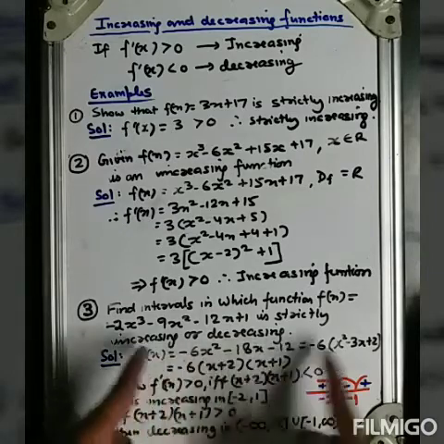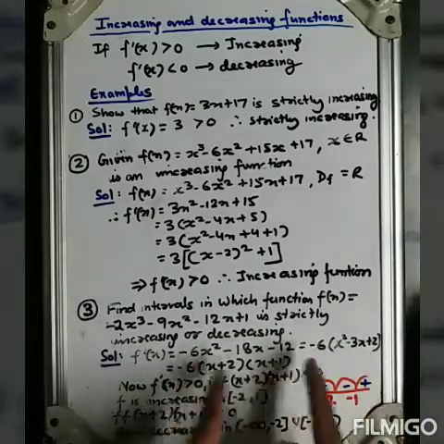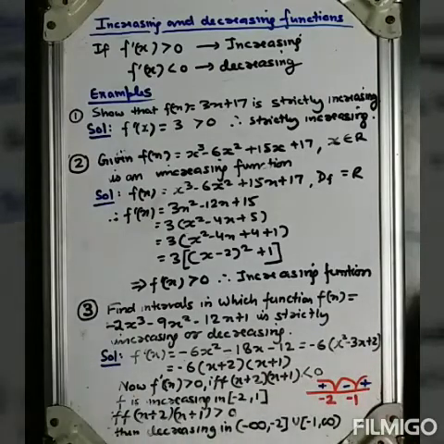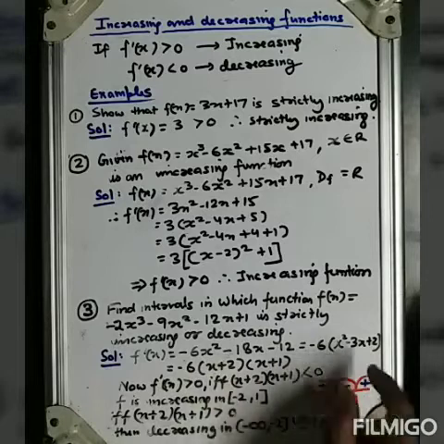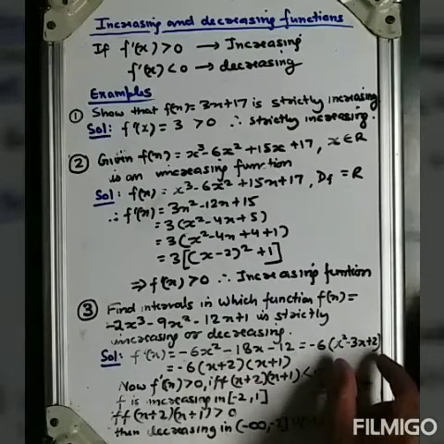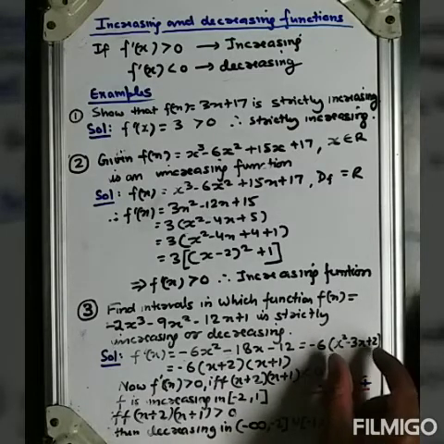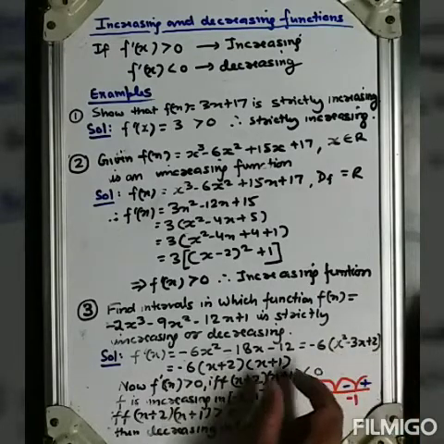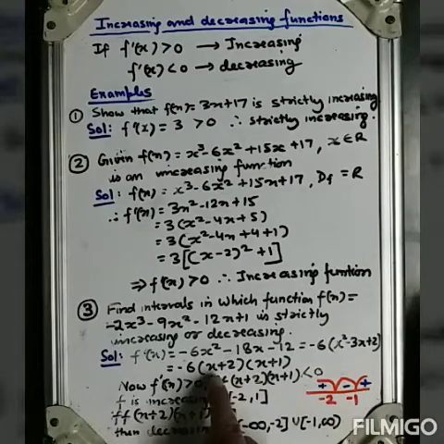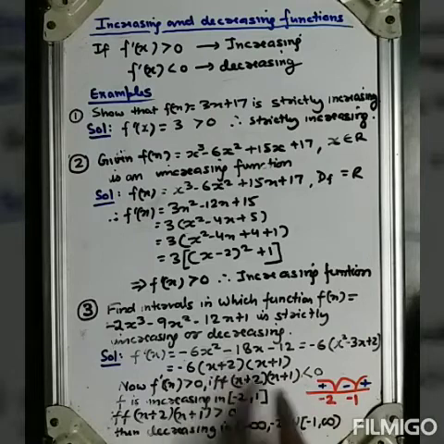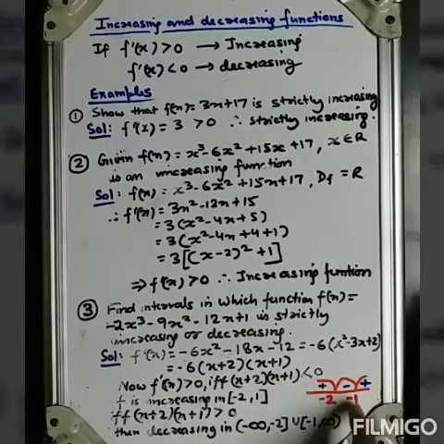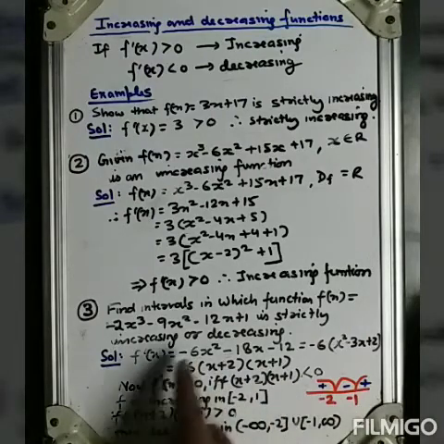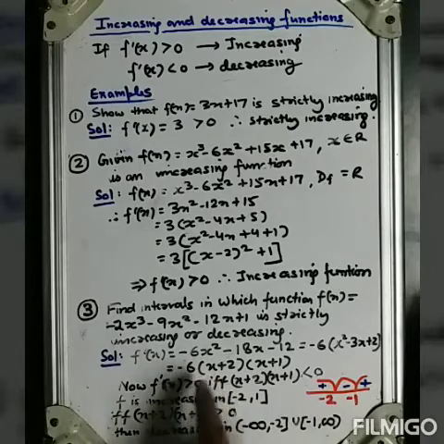So differentiate this value. We have differentiated this value. Take out 6 as the common term. Then after taking out 6 as the common term, factorize this value. After factorization, we are getting these two factors. Now, according to the method of interval, first put this value here, minus 2 and minus 1. Minus 6 is itself a negative term.